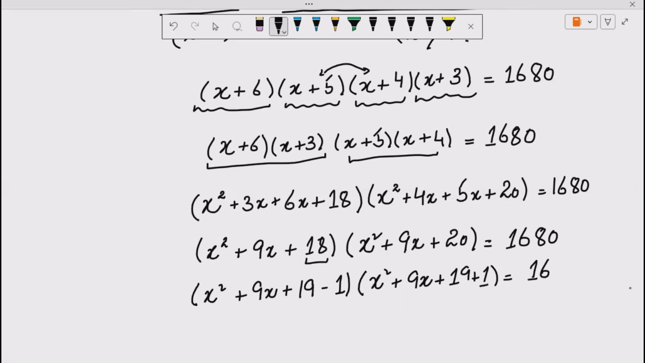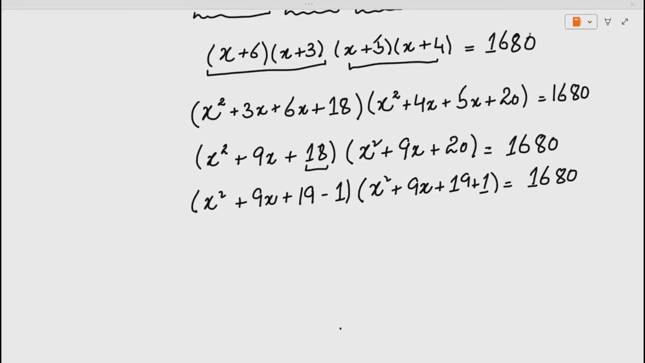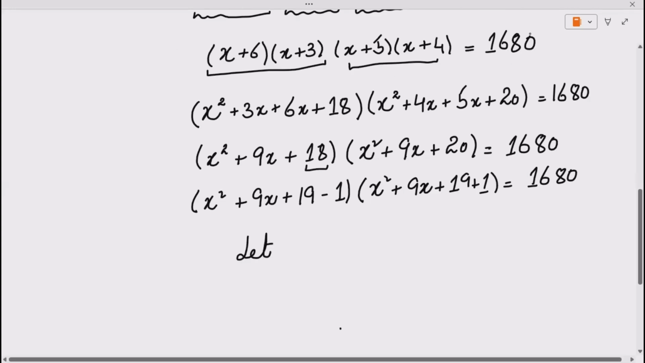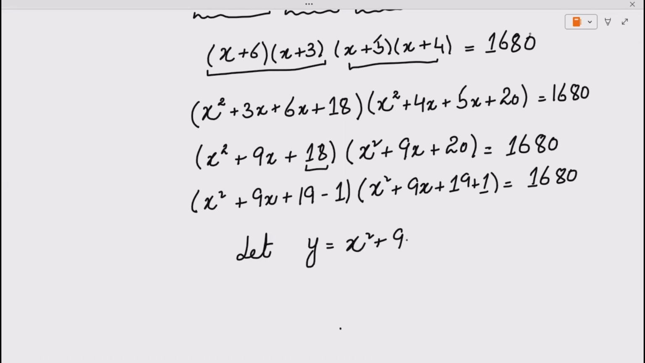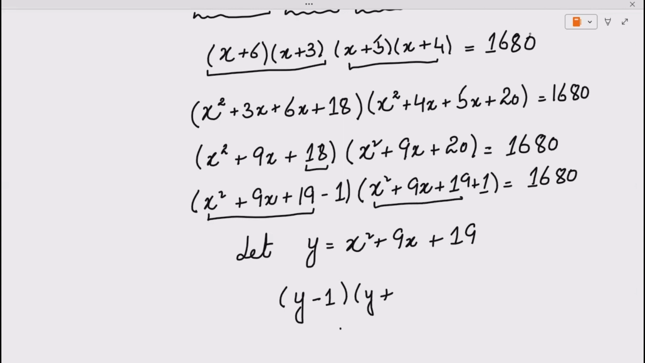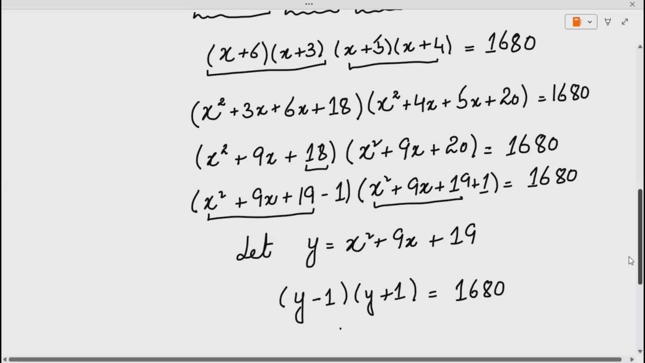So we have this equal to 1680. Now let's assume y equals this factor, x squared plus 9x plus 19. So in the first bracket we get y minus 1, and in the second bracket this becomes y plus 1, so we get (y minus 1)(y plus 1) equals 1680.